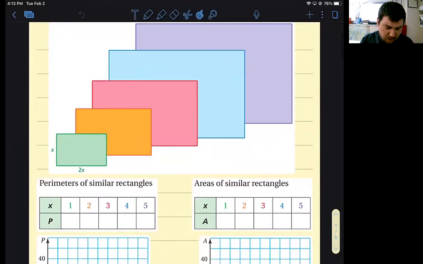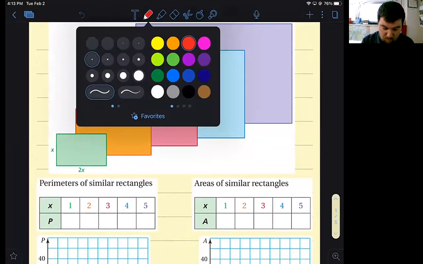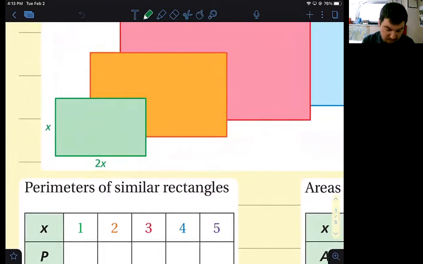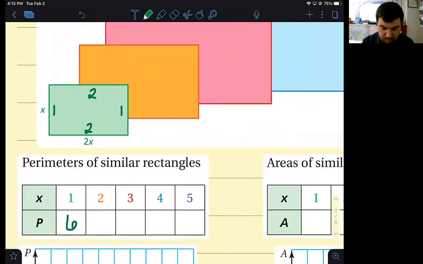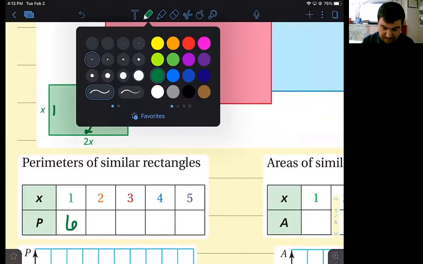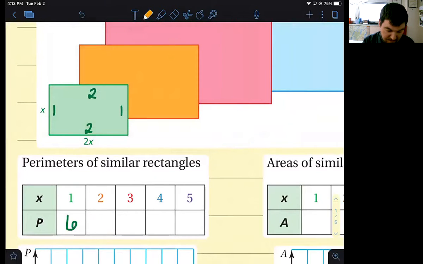And so they want you to look at what the perimeters of these rectangles would be if I plug in these values for x. So if I plug in 1 for x, the perimeter of this green rectangle would be 1 plus 2 plus 1 plus 2. That's a perimeter of 6. If I plug in 2 for x, then that means it would be 2 plus 4 plus 2 plus 4. And that's referring to this orange rectangle right here that's obviously a little bit bigger. So that would have a perimeter of 4 plus 4, which is 8, plus 2 plus 2 is 4. So that would be 12.